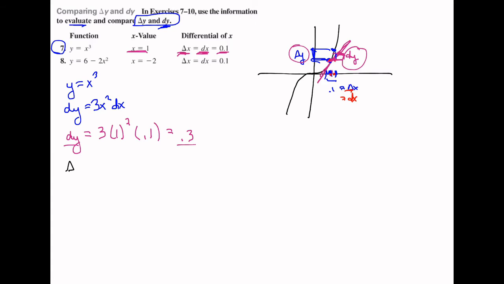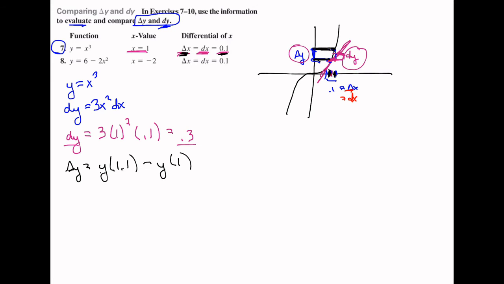All right, delta y is going to be what the y value was or is up here minus what the y value is over here. So how do I find this y value? Well, I plug in 1.1 to the function. Why? Because this is 1, this is 1, plus my change in x of 0.1. So this x value is 1.1. So I want the y value at the x value of 1.1. Then I want the y value at my starting point. I want the y value here.